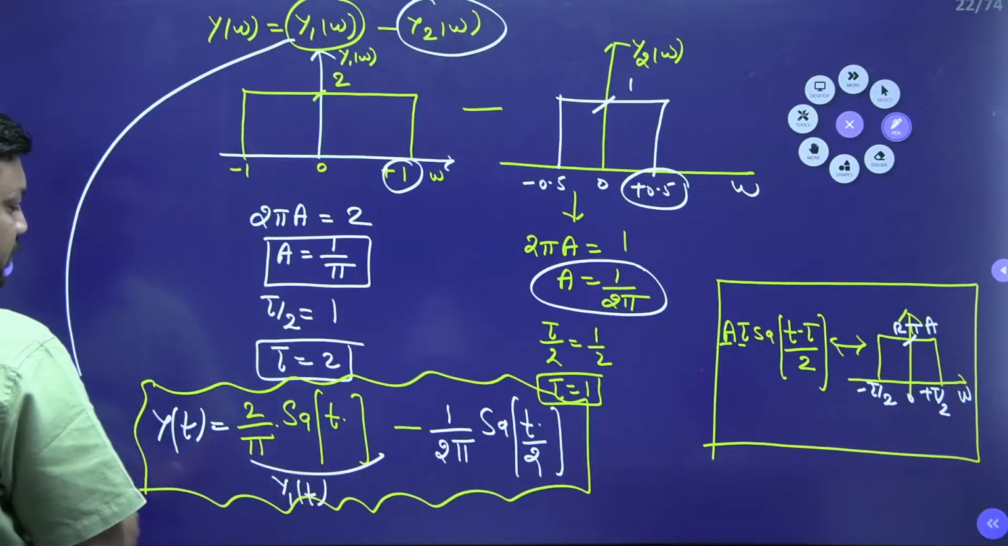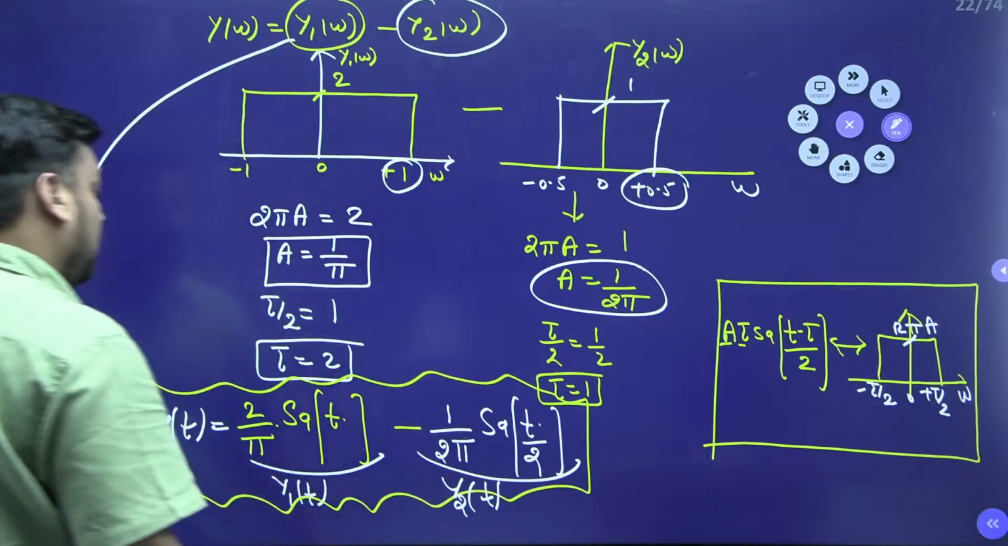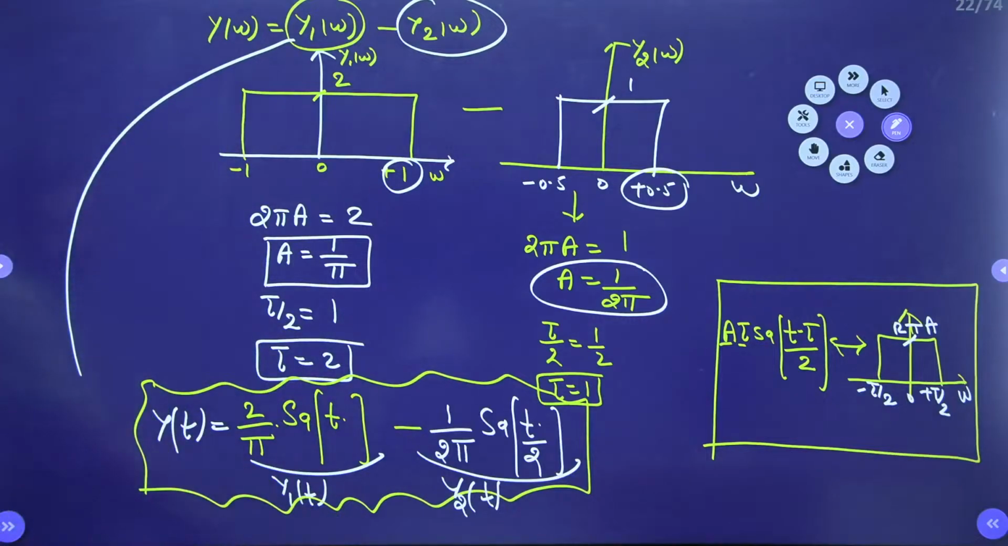All of you guys, just let me know, is this clear to you, beta? So this is nothing but your y2t and this is your final answer. Twice upon pi sampling of t minus a upon pi sampling of 1 upon 2 pi sampling of t by 2.